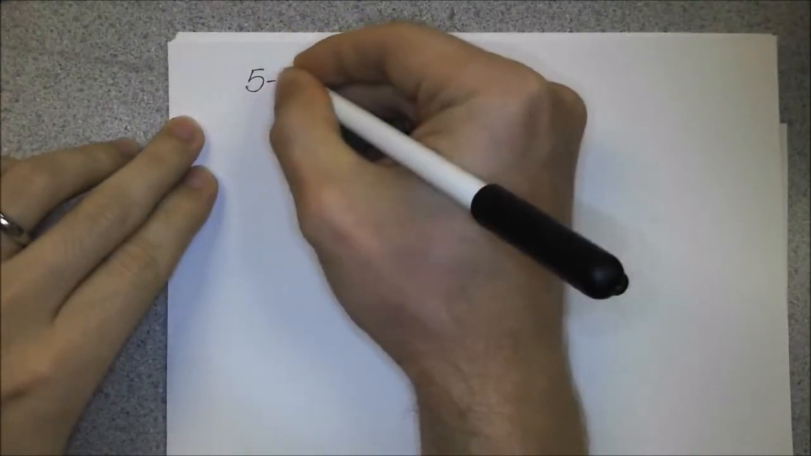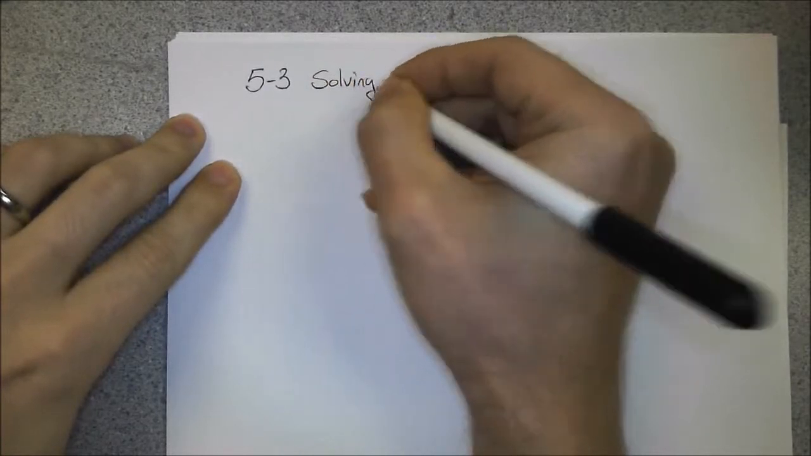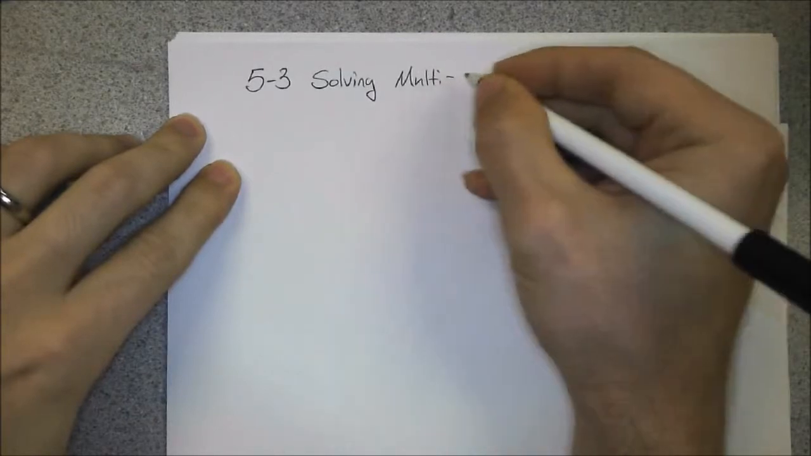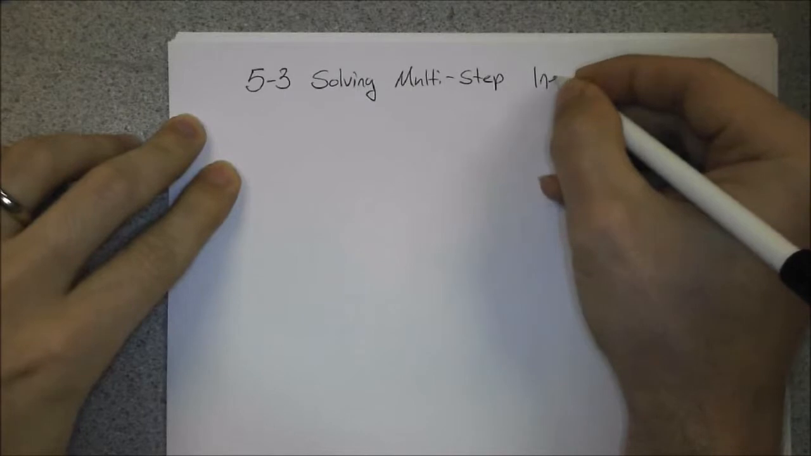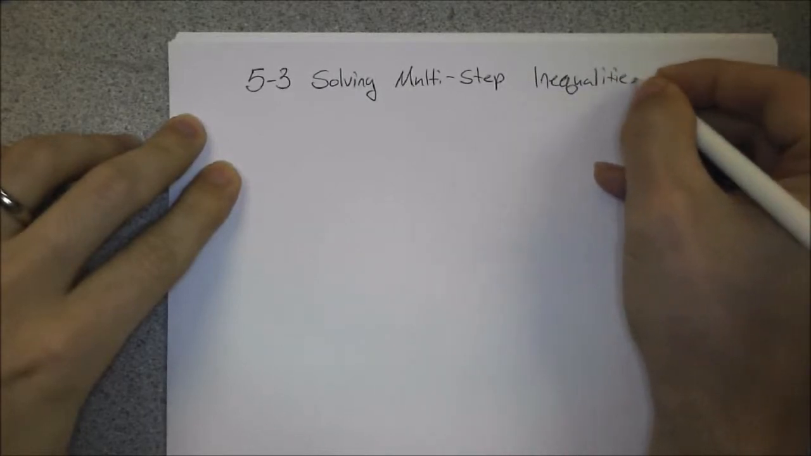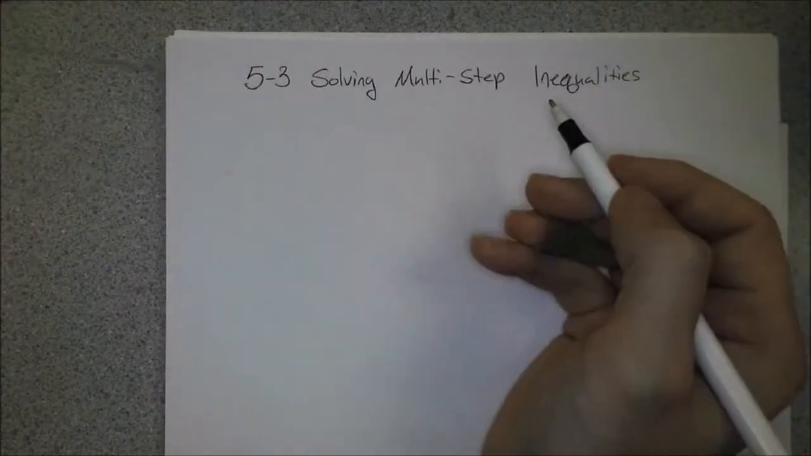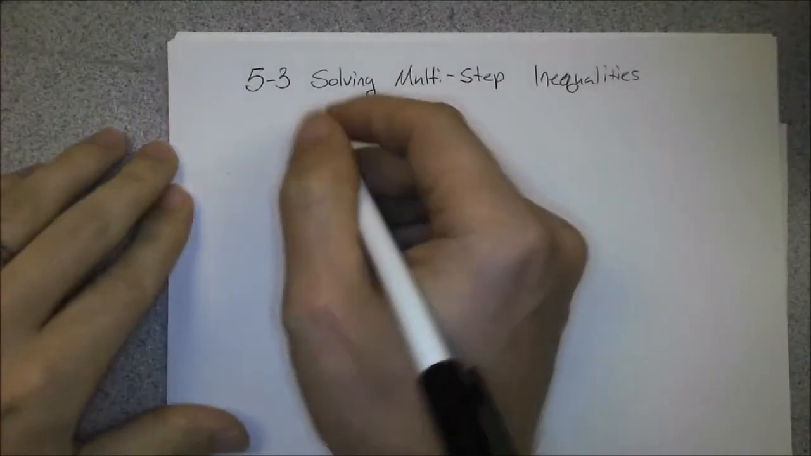Now it's time for Chapter 5, Section 3, and the name of this is Solving Multi-Step Inequalities. So these aren't so bad, they just have multi-steps to them. So let's take a look at what we have to do for this.